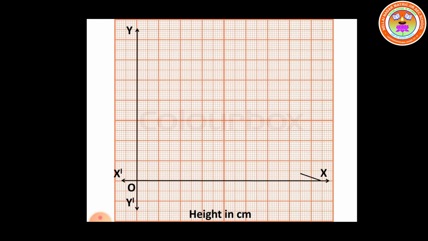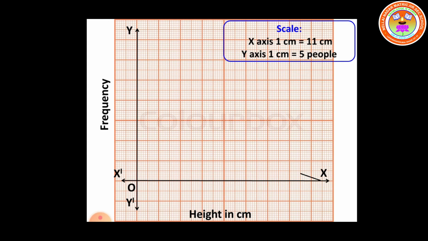In the x-axis we are going to represent height in centimeters and in the y-axis frequency. Scale: in the x-axis 1 centimeter we are going to take as 11 centimeters and in the y-axis 1 centimeter as 5 people. Now on the x-axis 124.5, 135.5, 146.5, 157.5, 168.5, 179.5, 190.5, 201.5. On the y-axis 5, 10, 15, 20, 25.